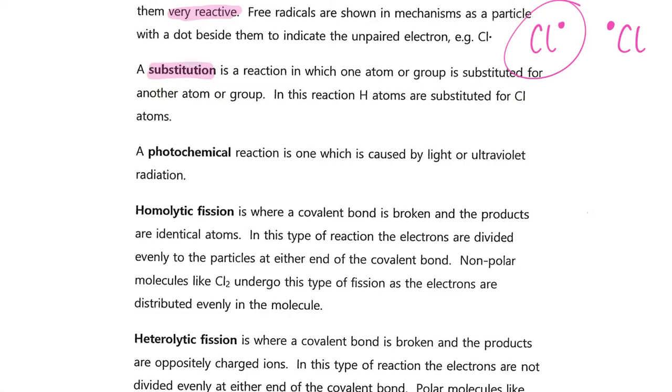A photochemical reaction, and this reaction is a photochemical reaction, is one which is caused or initiated by light or ultraviolet radiation. So essentially we need light or UV radiation to get this reaction going. So this is a photo, which literally means light, chemical reaction.